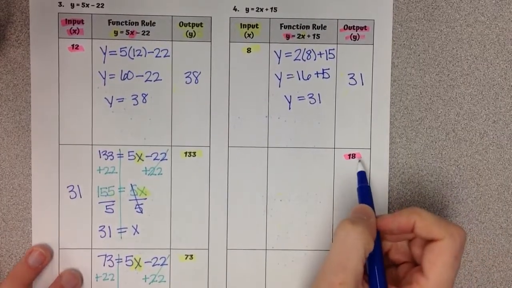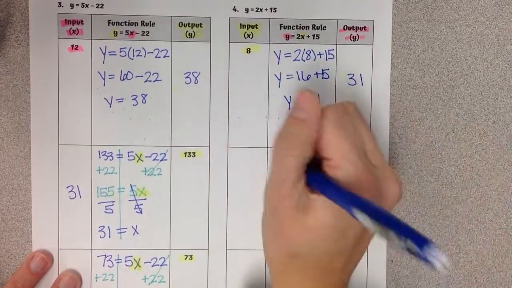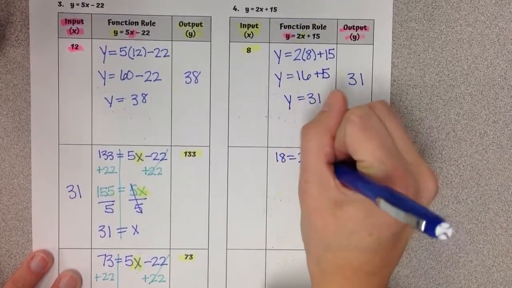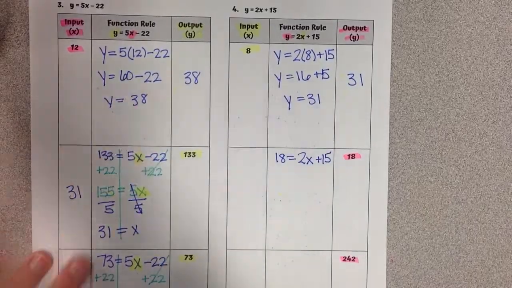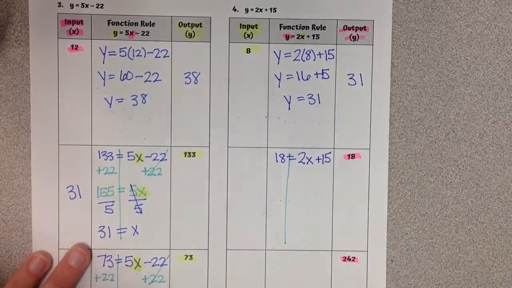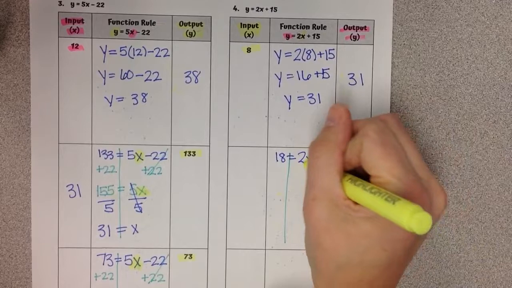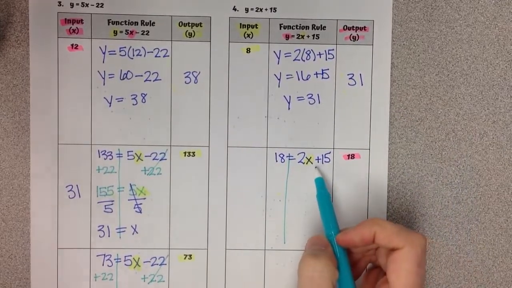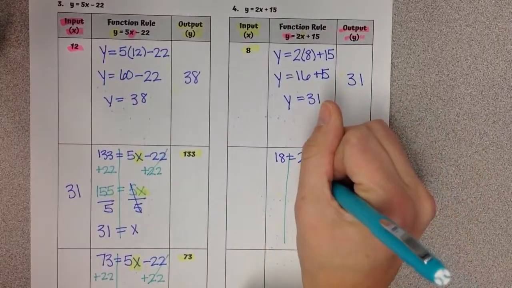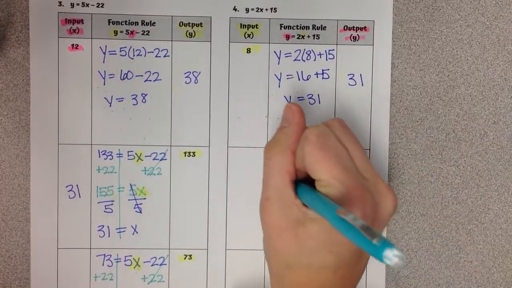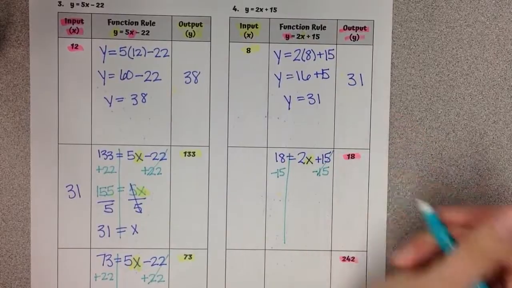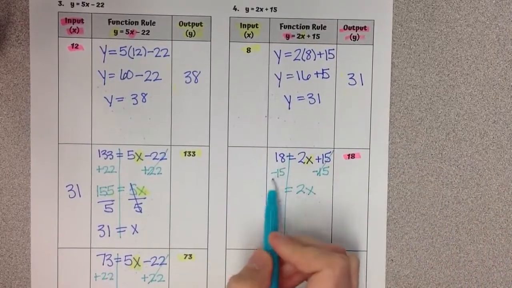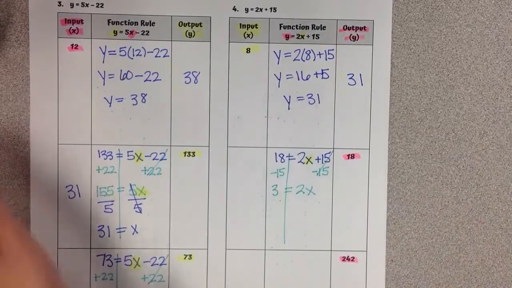This time we're given the output of 18, so we're plugging that in for y on the left. We don't know x, so 18 equals 2x plus 15. We've got a two-step equation that we need to solve. I'm going to highlight the side that has our variable. Always start with the constant. We have plus 15, so the opposite is to subtract 15 from both sides. Should cancel out on the side with the variable. 18 minus 15 is 3.